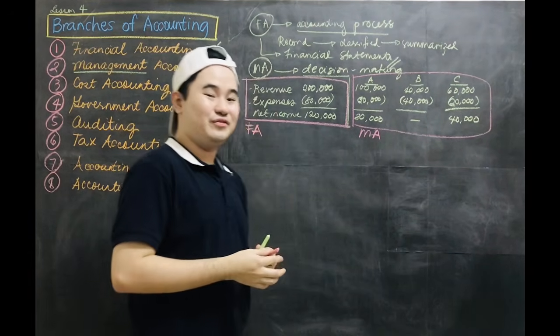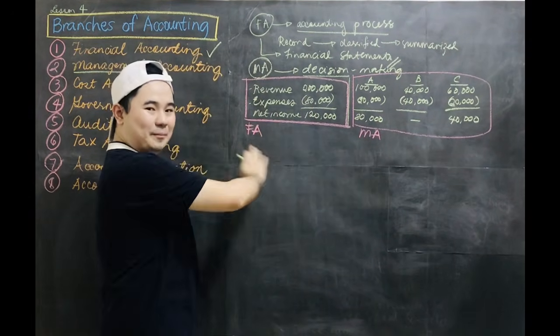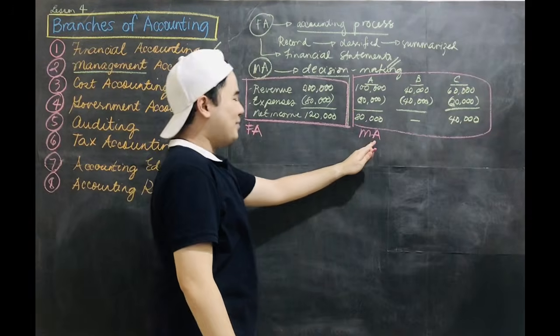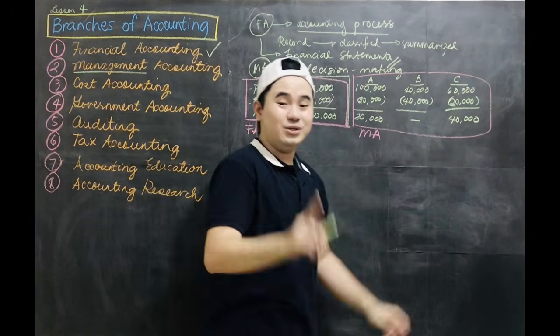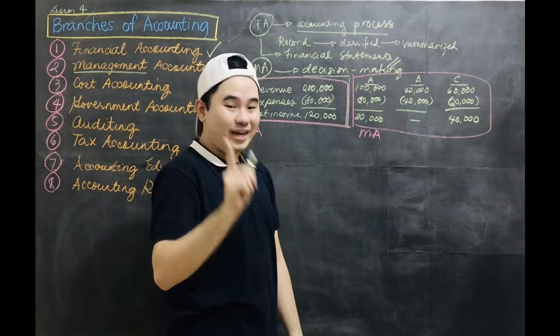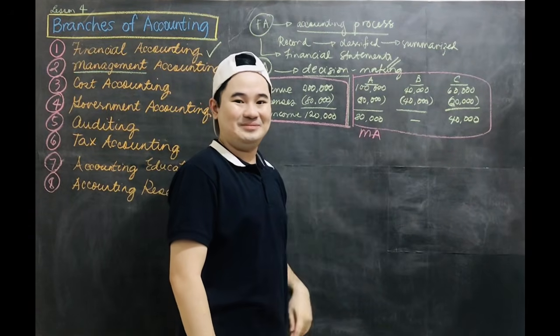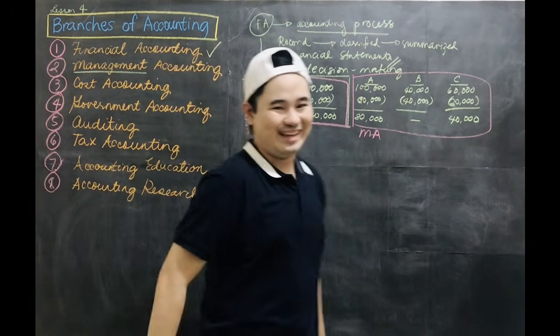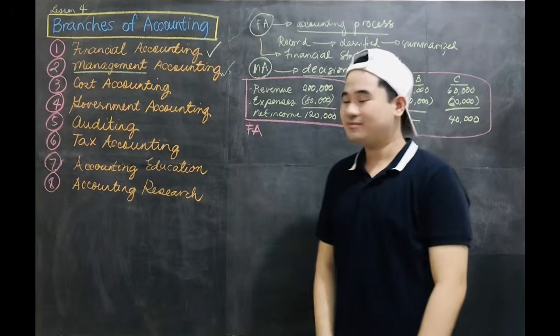So look at the main difference. In financial accounting, we report the company as a whole. In management accounting, we can go further into details so that the owners or the managers of the company can be able to make decisions regarding the operations of a company. Okay? I hope you understand that. So that is management accounting.